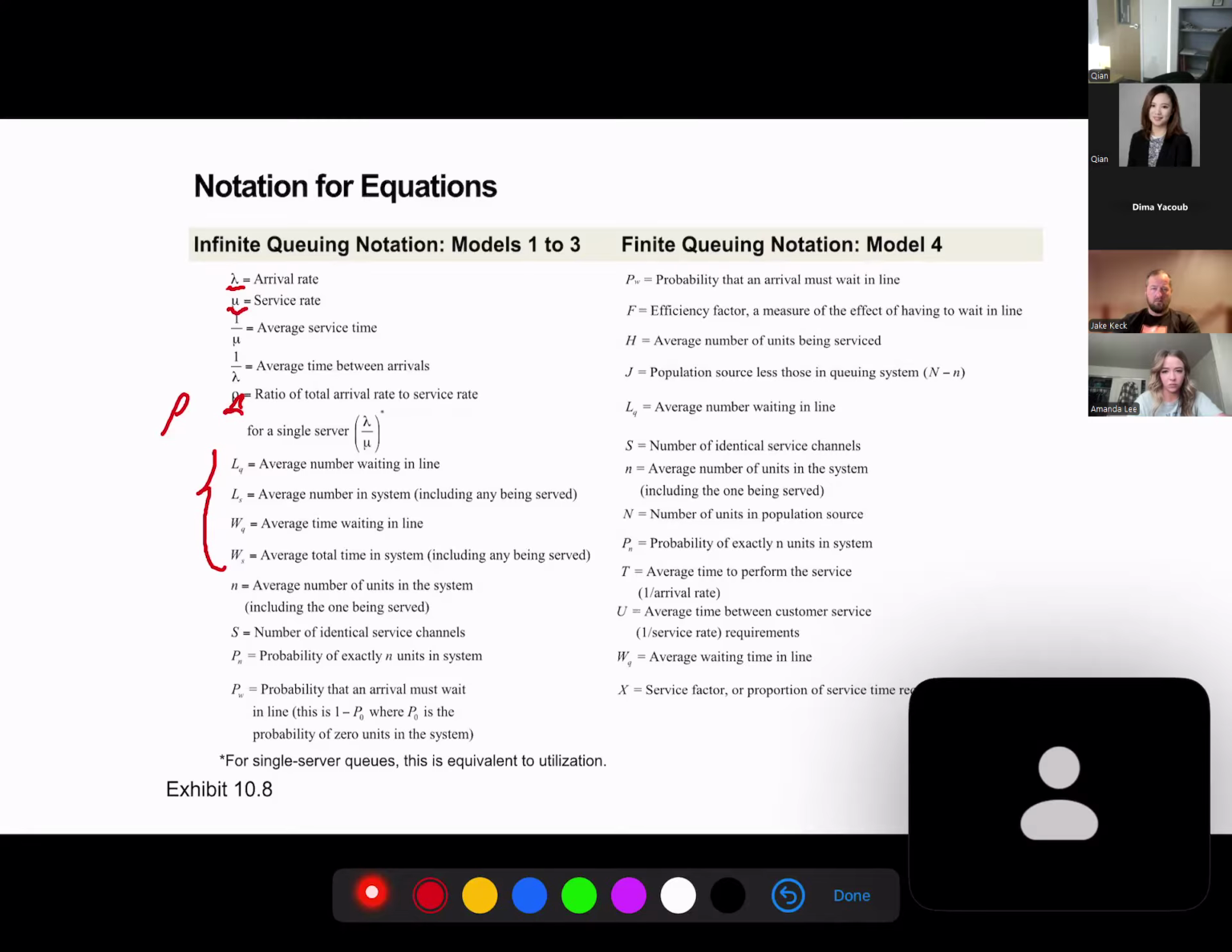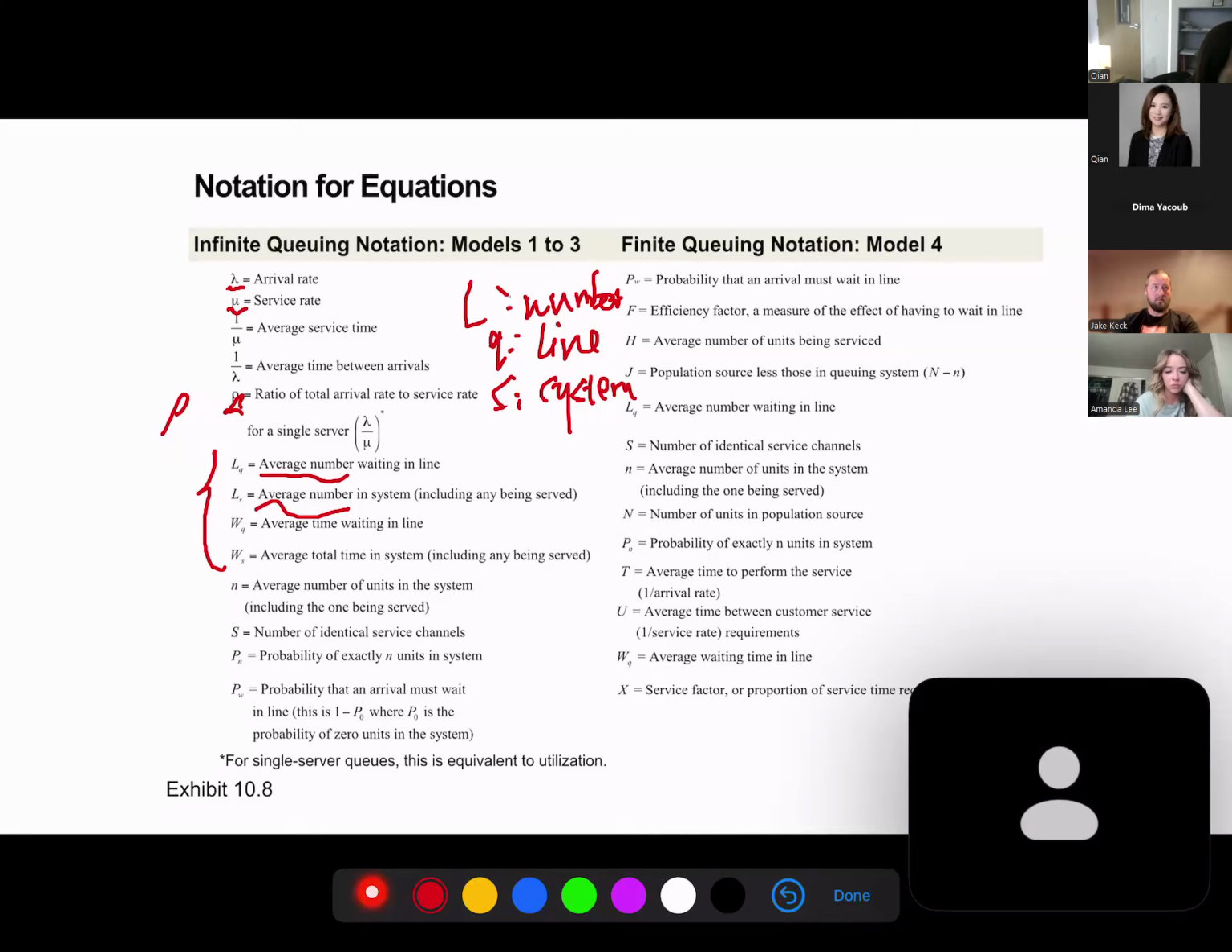So LQ, and actually for any L, it means number, the average number. Q here means the queue, so it's waiting in the line, while S here means the system. System means the number of customers waiting in the system. So this is the difference. LQ means the average number waiting in line, while LS means the average number waiting in the system, including the customer who is being served. So this is what we have for L.